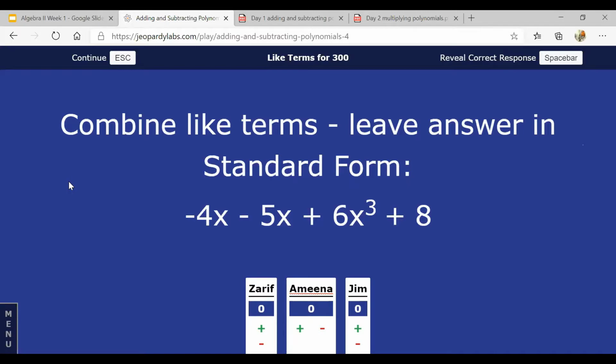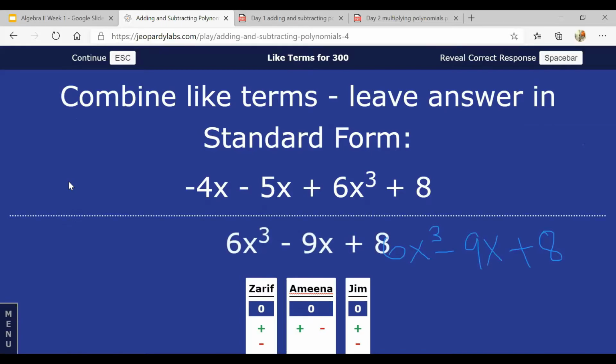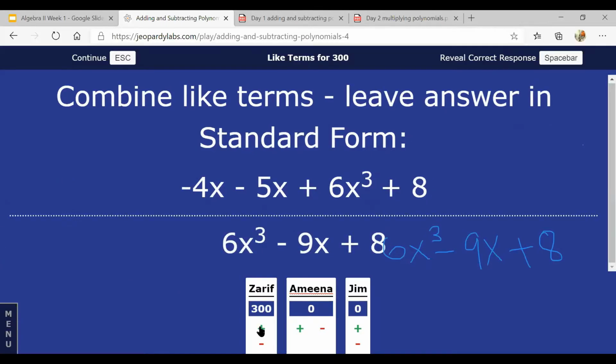Okay, I got the answer. What is the answer? 6x cubed minus 9x plus 8. Okay, hold on for 1 second. You said 6x cubed? Yeah, my bad. I keep getting confused with the words. It's okay. Minus 9x plus 8. Okay, let's see if that is the correct answer. That is the correct answer. So how many points am I supposed to give you? 300. Yes.